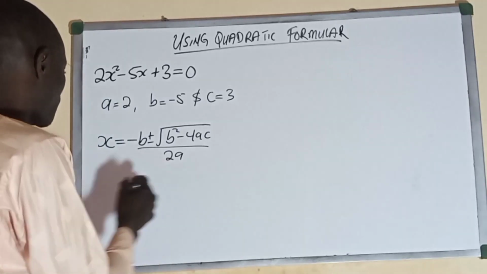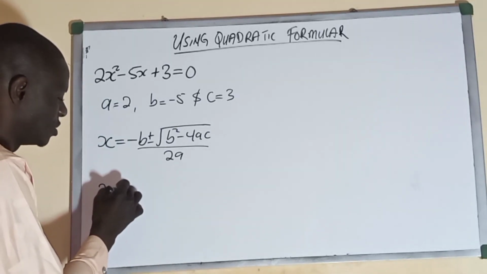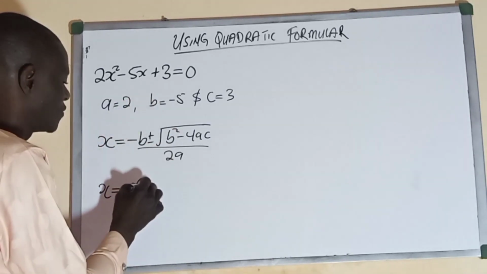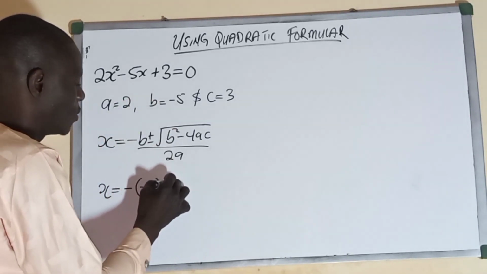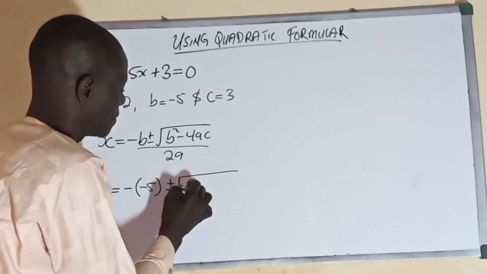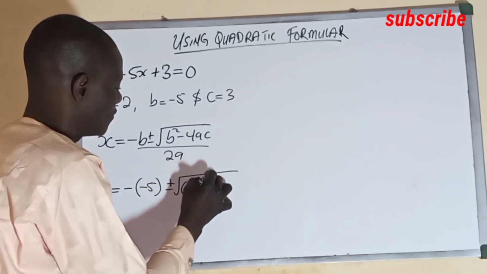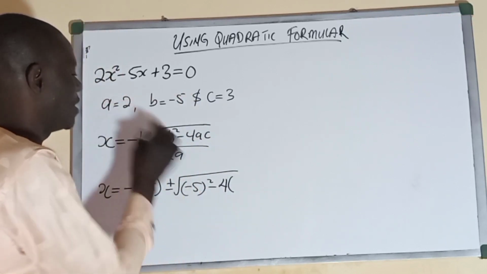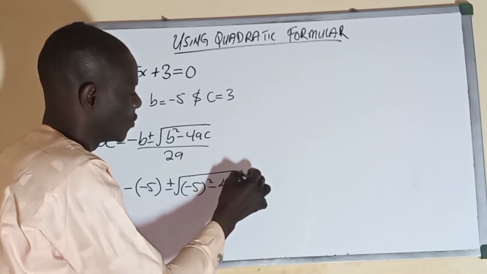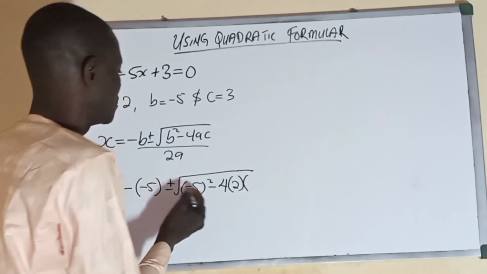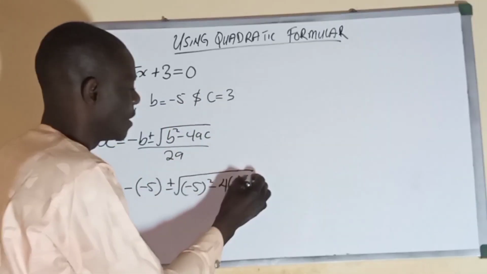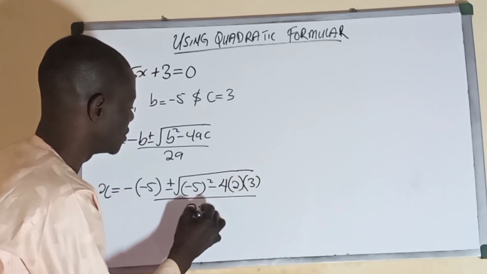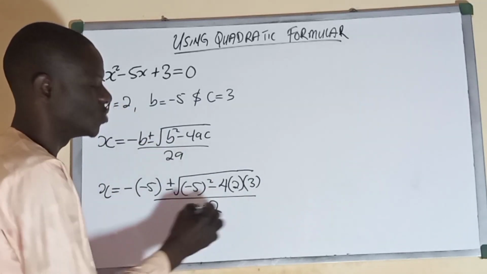Are we following? So from here we have x equals minus bracket, what is our b, minus 5, plus or minus the root of minus 5 squared. Are we following? Then minus 4 into what is our a? Our a is 2. We close bracket, we open another bracket, then we use c, which is 3. Can we see? Very simple. All over 2 times a, which is 2.